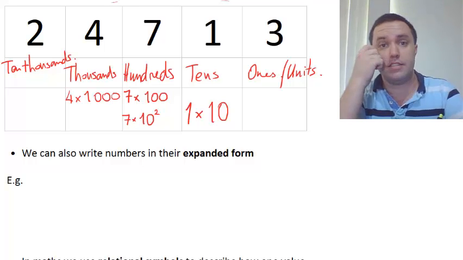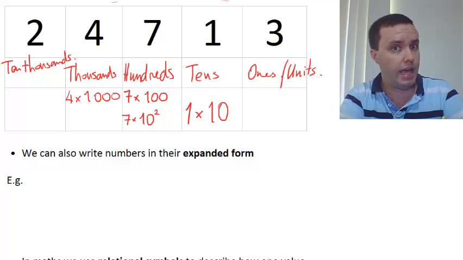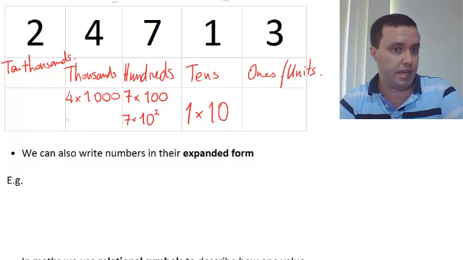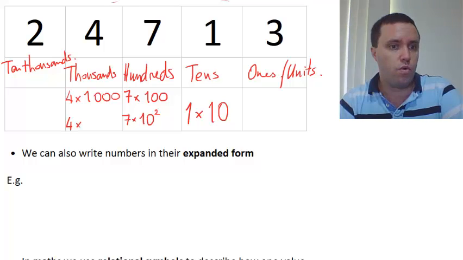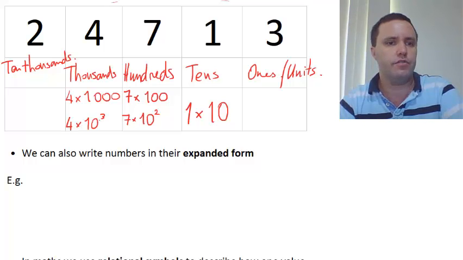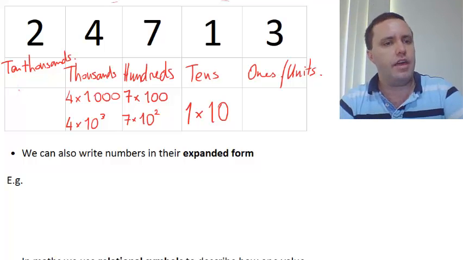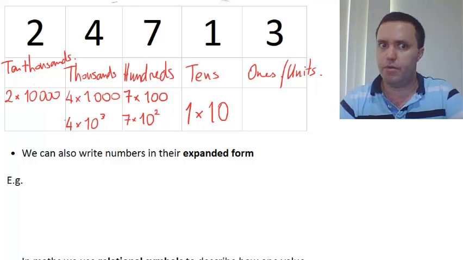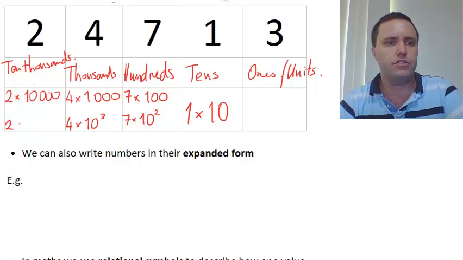Okay? But 1,000 is 100 times 10. So we could write that as 10 times 10 times 10, which is 4 times 10 to the power of 3. Then up here we have 2 times 10,000, but you might be noticing the pattern here. We can write that as 2 times 10 to the power of 4.